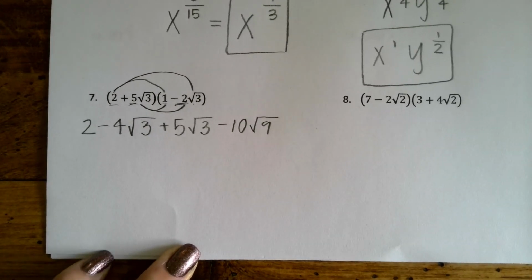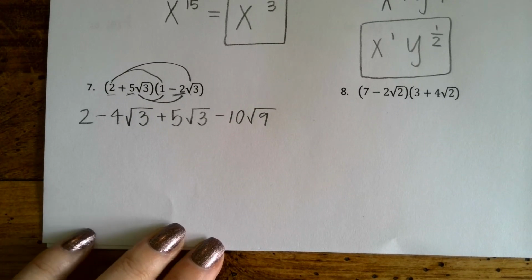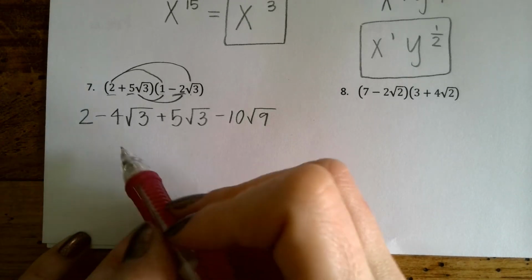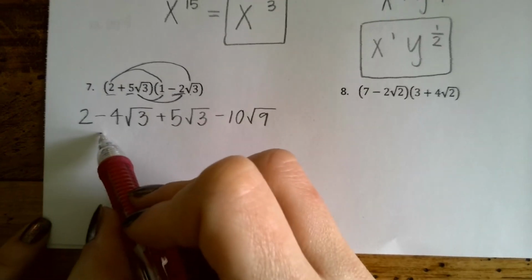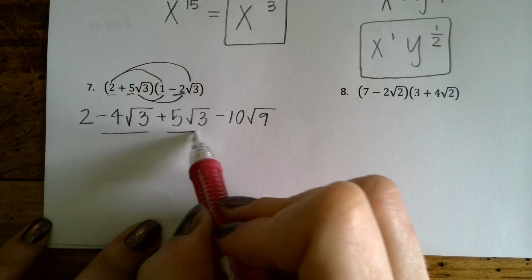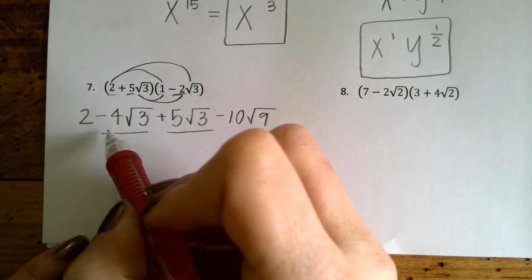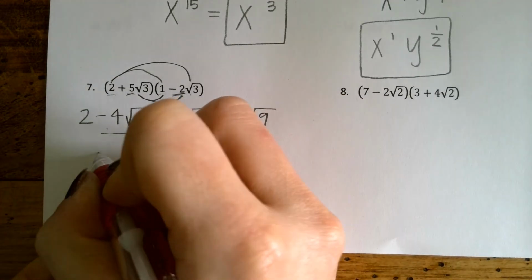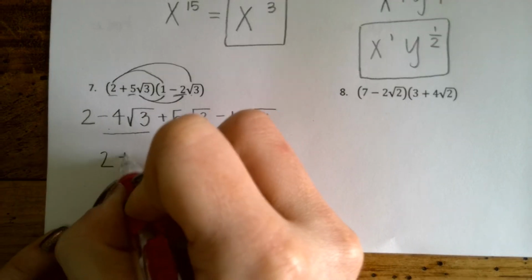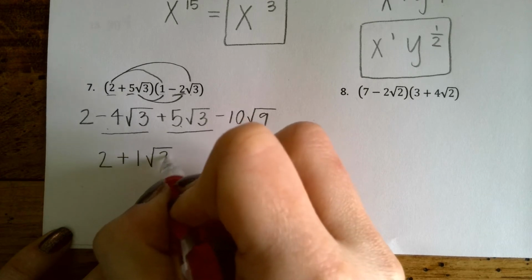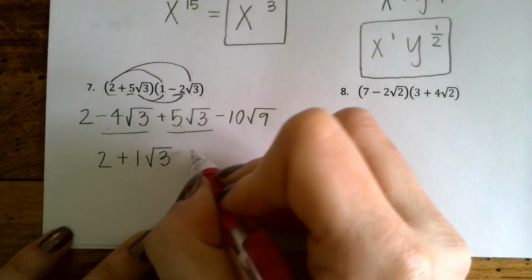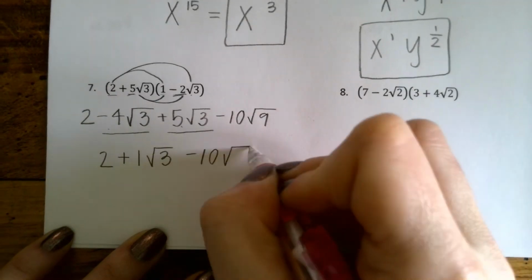From here, I need to make sure that I am simplifying anything that can be simplified and combining like terms. So right away I'm noticing that the -4 square root of 3 and 5 square root of 3 both have square roots of 3's, so we can combine those together. -4 plus 5 gives me +1, so I have 1 square root of 3. I'm just going to drop down everything else for just a moment.